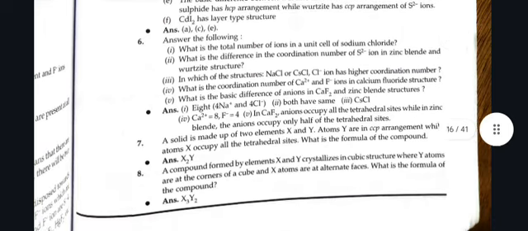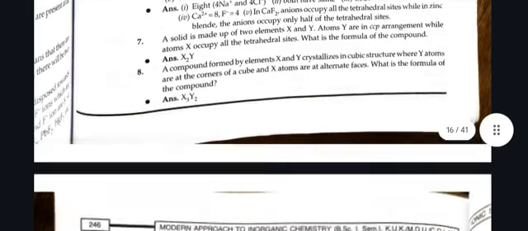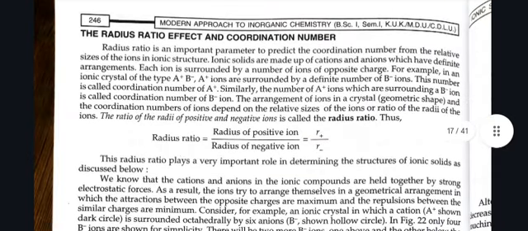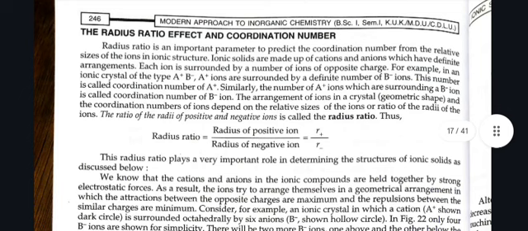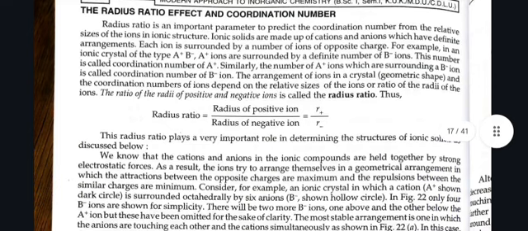So we come to the next discussion, which is termed as radius ratio effect and coordination number. Radius ratio is an important parameter to predict the coordination number from the relative sizes of the ions in ionic structures. Ionic solids are made up of cations and anions which have definite arrangements. Each ion is surrounded by a number of ions of opposite charge.